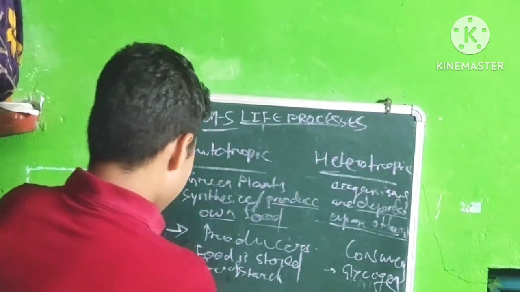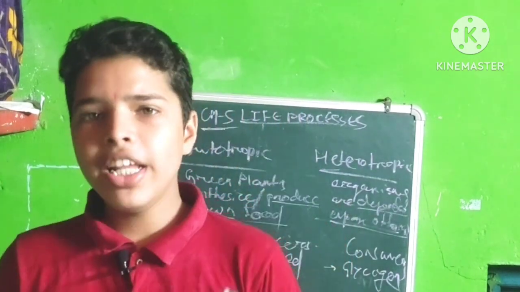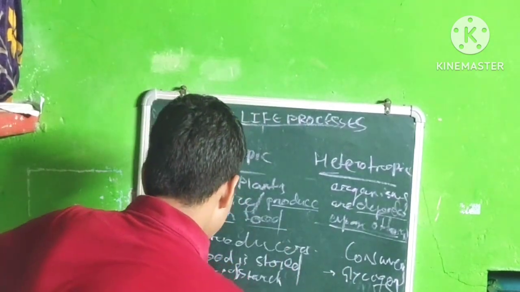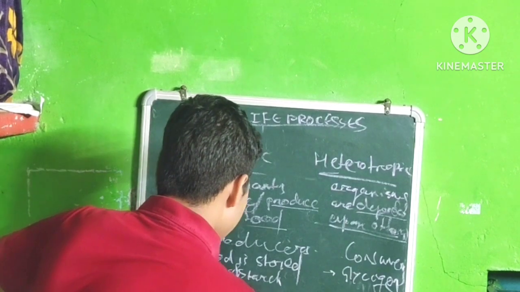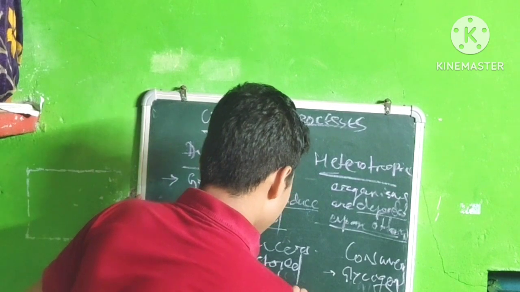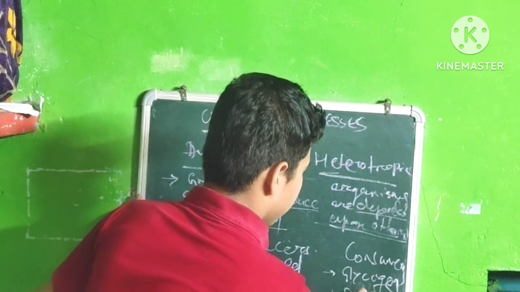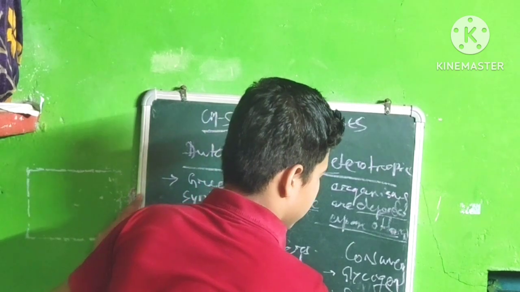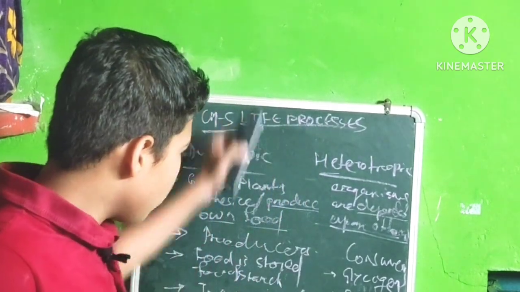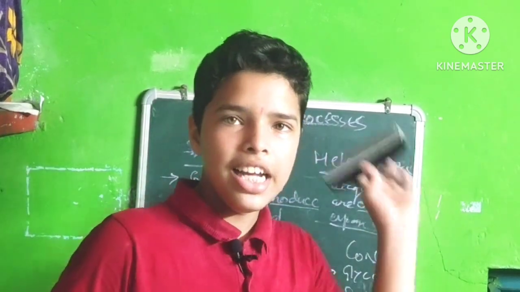The last thing is that in autotrophic nutrition, inorganic things are converted into organic ones, and here it is vice versa. That is, in autotrophs inorganic is converted into organic, and in heterotrophs organic into inorganic.